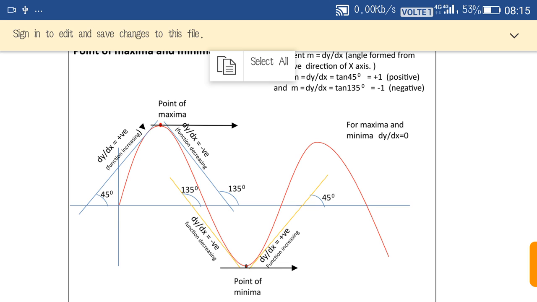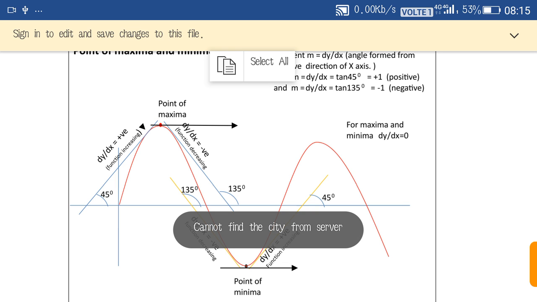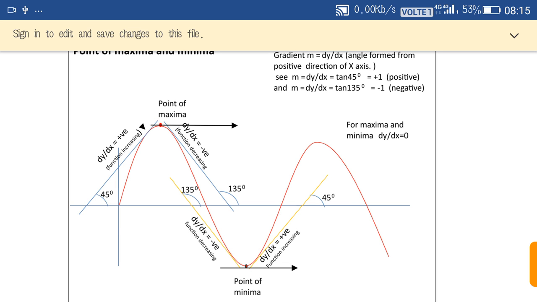If you draw a tangent, you see that in the positive direction of the x-axis it will make an angle of 135 degrees. That means dy upon dx will be negative. Tan 135 will give you -1, so this is negative.